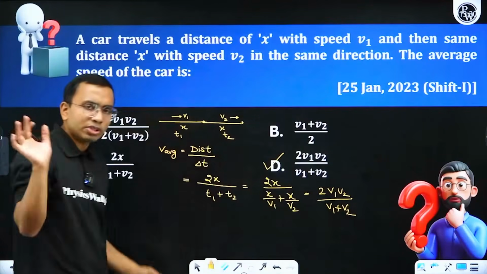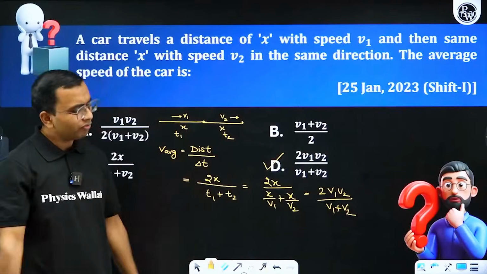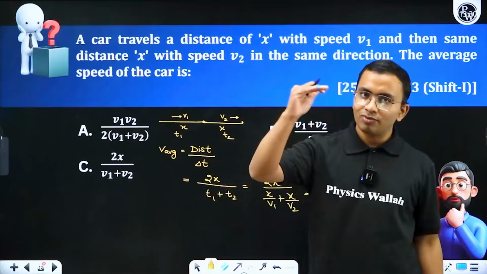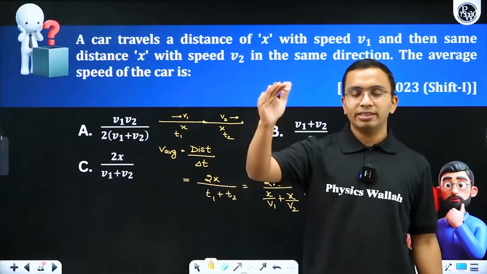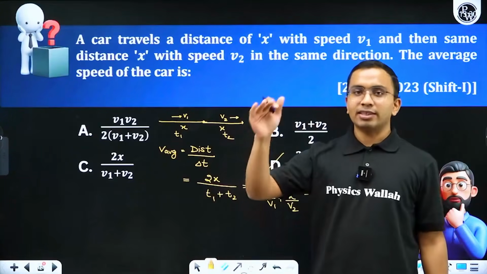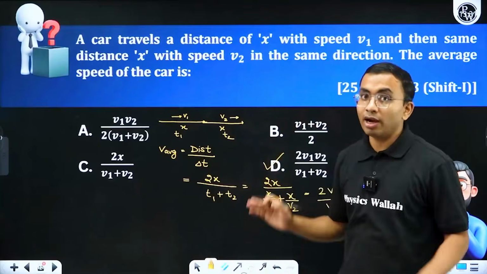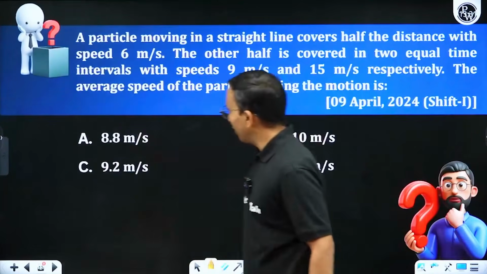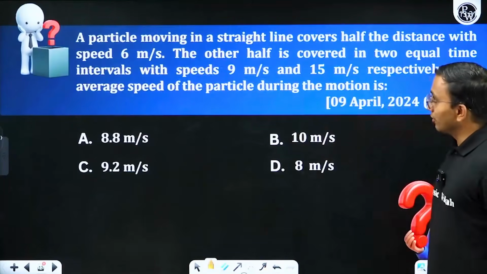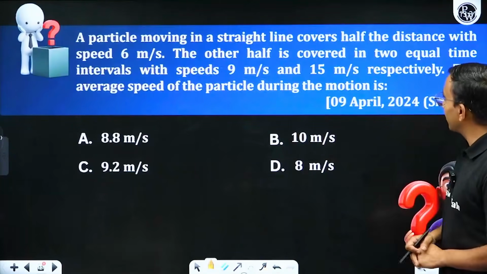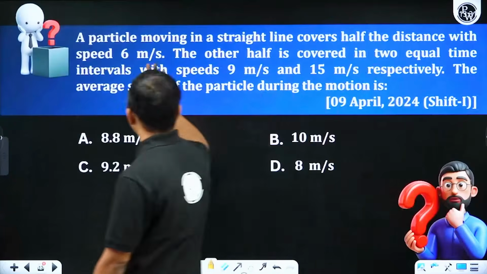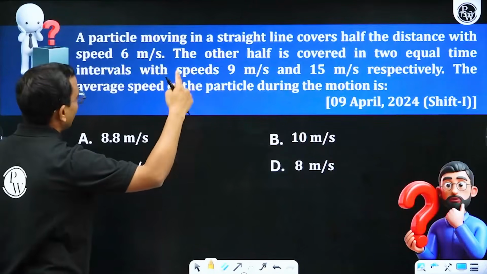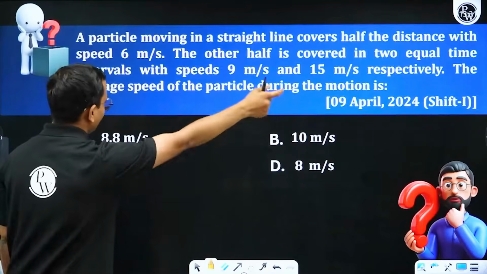But don't remember this formula, don't get confused. Just understand the concept: if it is asking average velocity, it is displacement by time interval; if it is asking average speed, it is distance by time interval. Understand this concept, nothing else is required. Don't memorize anything. Now see this question. A particle is moving in a straight line. It covers half the distance with 6 meters per second and the other half is covered in two equal intervals with speeds 9 and 15.